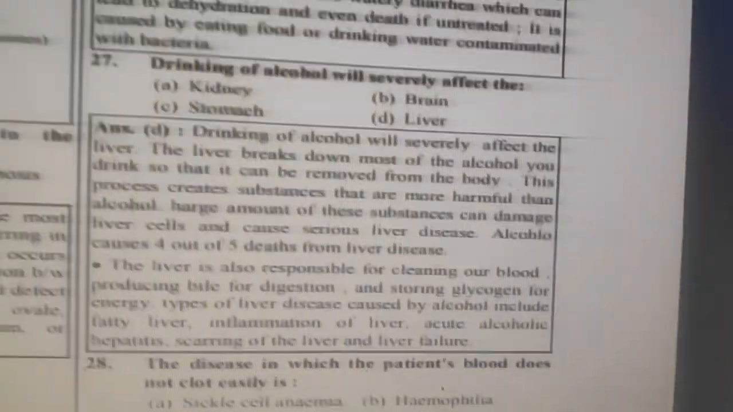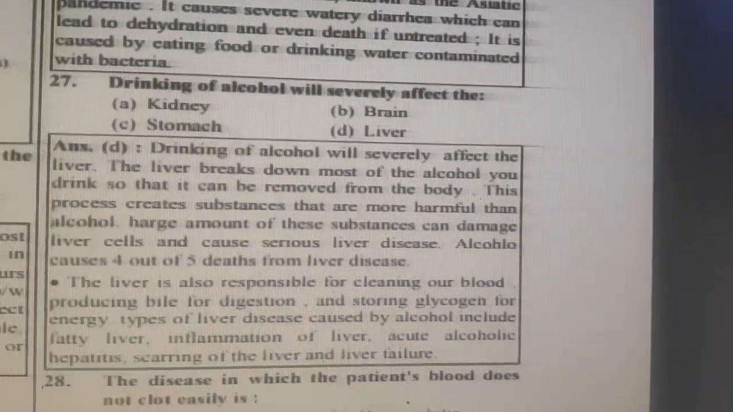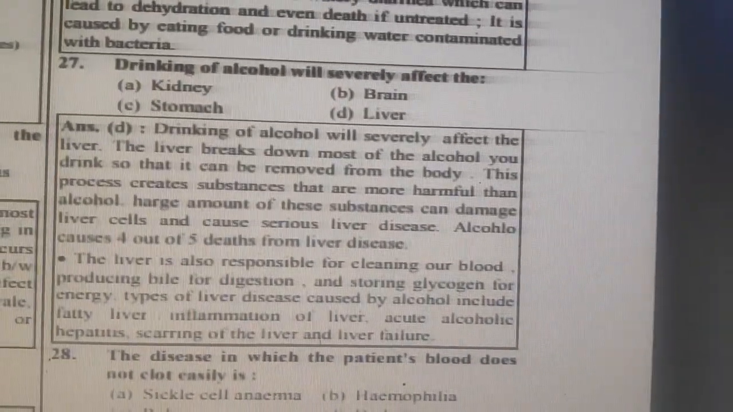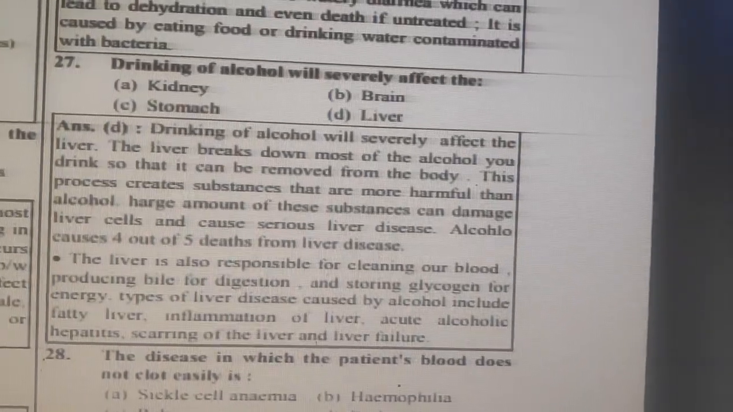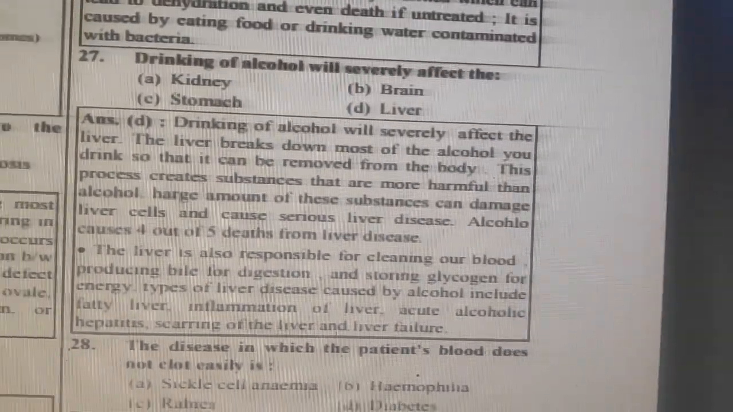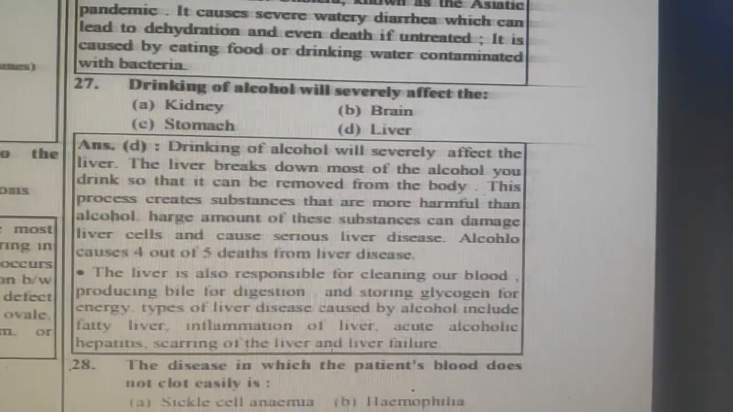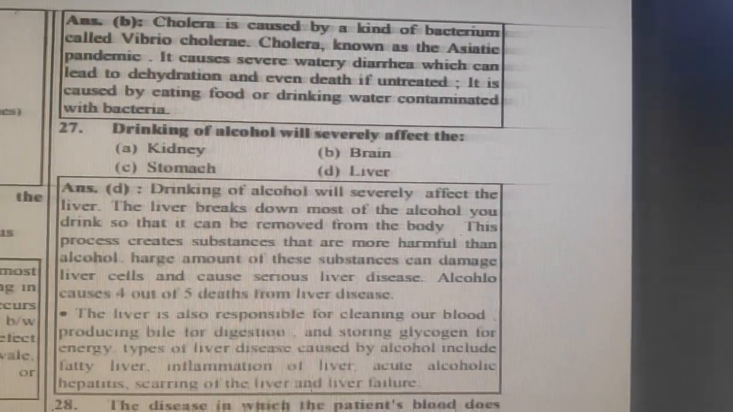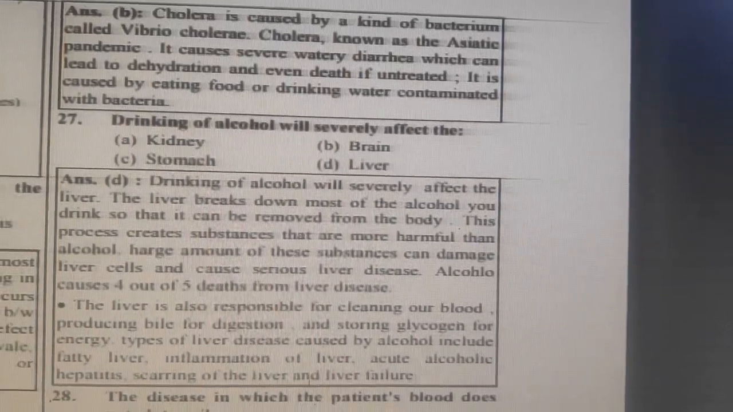27. Drinking alcohol will severely affect the: option A, kidney; option B, brain; option C, stomach; option D, liver. Option D is the right answer. Drinking alcohol will severely affect the liver.